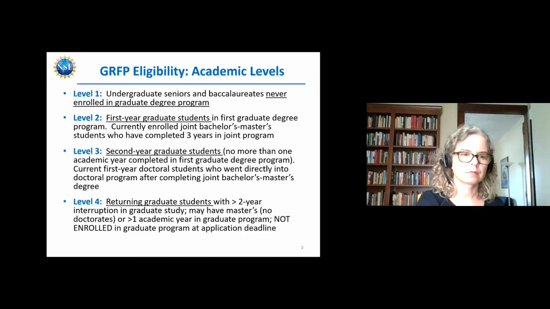Level 3s are second-year graduate students. These are students with no more than 1 academic year completed in their first graduate degree. And lucky for us, we have a level 4 for students who are returning graduate students that have a greater than 2-year interruption in their graduate study. They may have a master's, but no doctorate degrees.